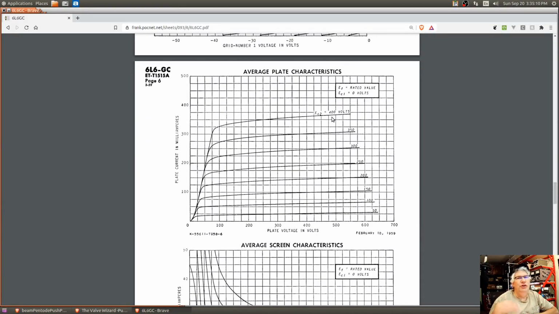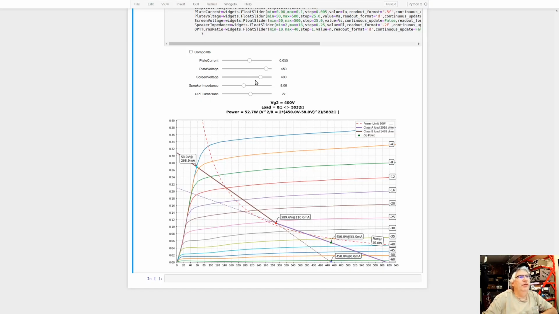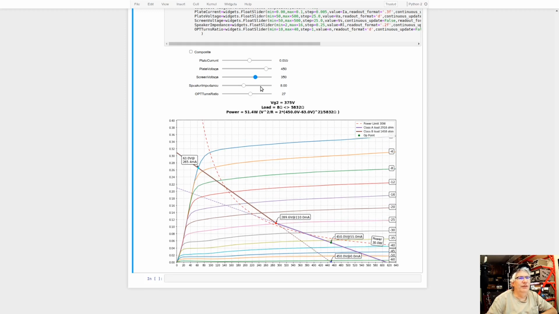This is showing you when you change the screen voltage, those curves move down and become closer together, or if you increase it, they move up. So we can see that in the tool. If we change the screen voltage, if it's at 400 now, I'm going to move it down. So these are actually going to become closer together and move down. And you'll see that they're moving down.